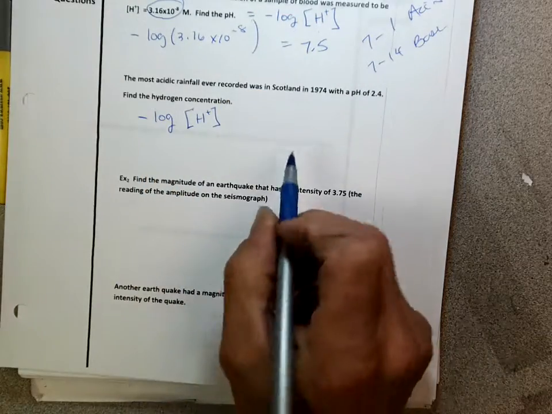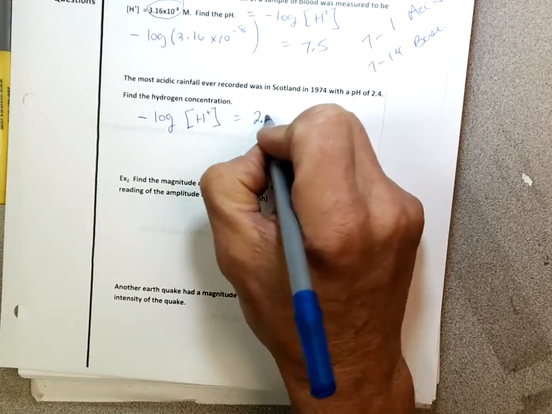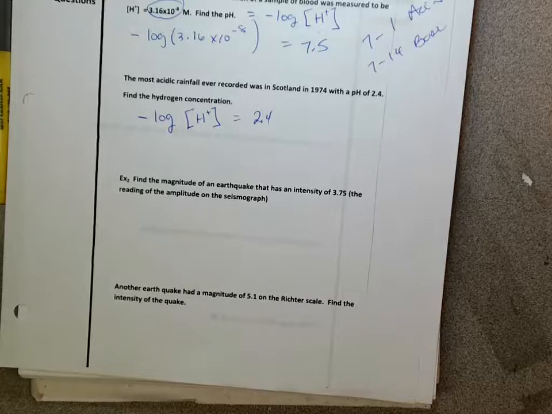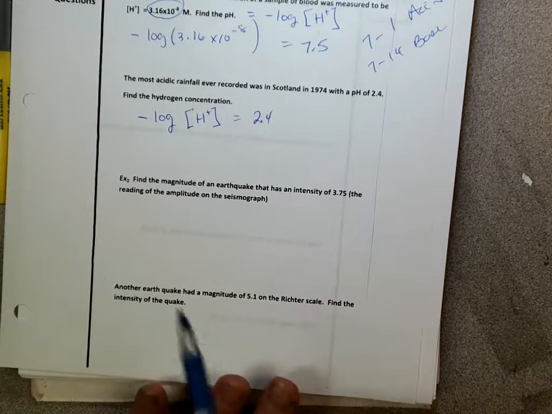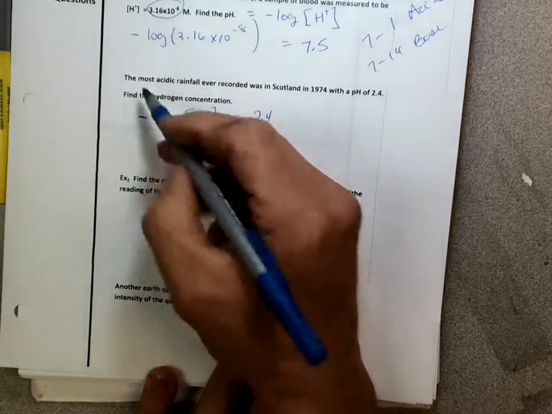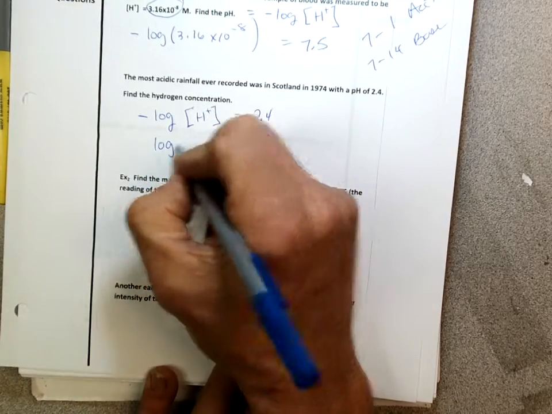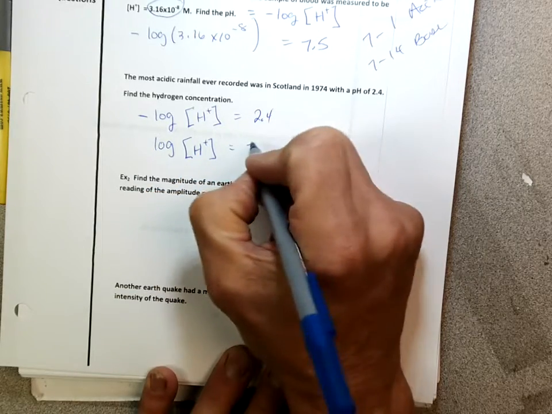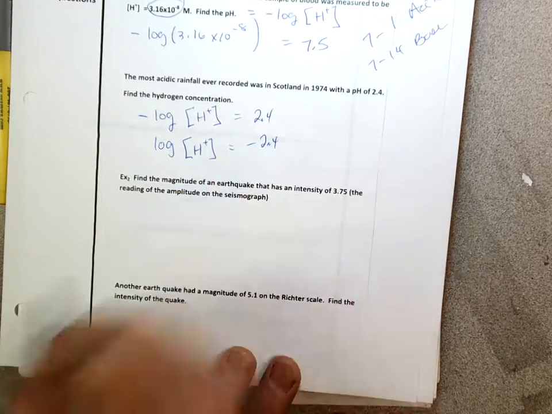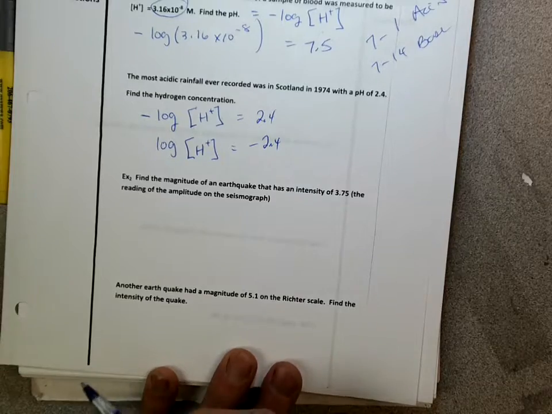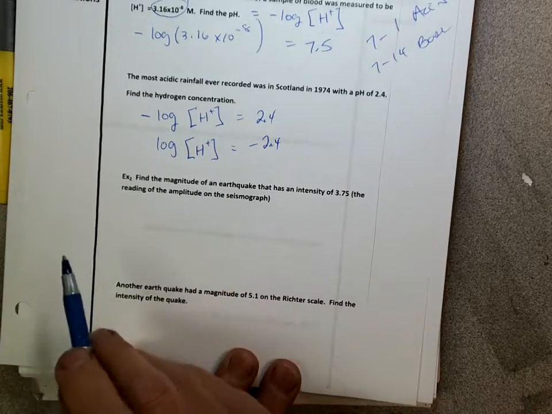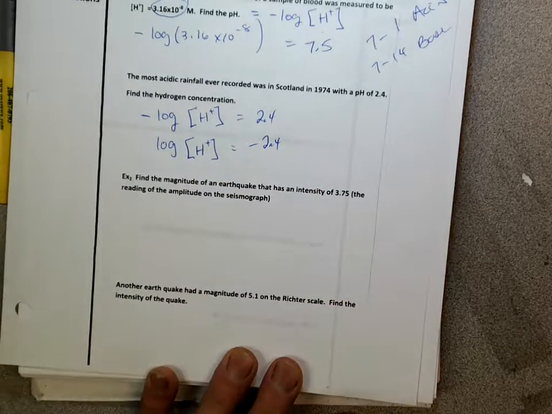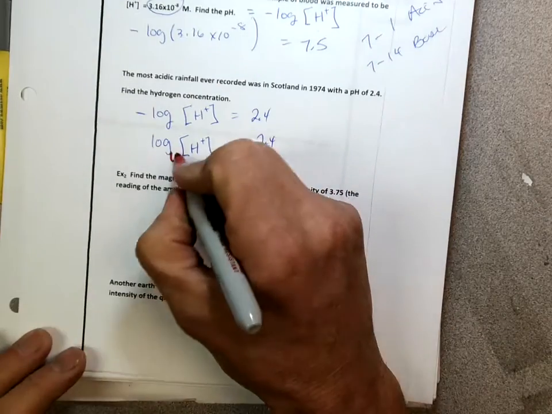And we're going to set that equal to 2.4 and find out what the hydrogen concentration was, okay? So I'm just going to solve. Well, the first thing I'll do is bring over the negative. So I'll have the log of my hydrogen concentration is equal to negative 2.4. I'm going to shift it from log form to exponential form, but the base right here, there is an invisible base here, base of 10. Everybody agree?